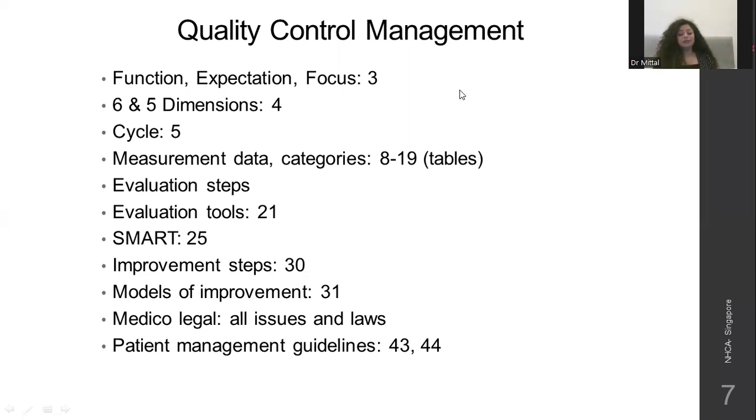Then improvement steps, steps of improvement. There are 3 major steps and under that some sub-steps are given. So read those points. Then models of improvement. Even in Six Sigma, models of improvement are there. A similar chapter is there in quality control as well.